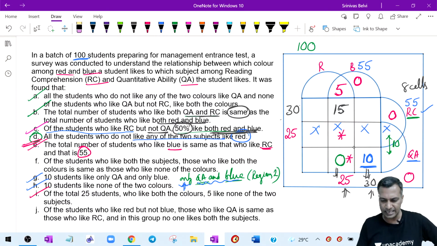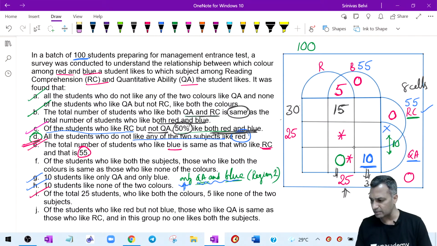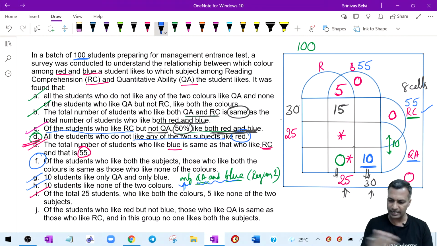So what is statement D trying to tell us? All students, that's already done, right? So all the statements are done. We are left with only 2 statements to close this particular set. Let's do those 2 statements and close it. So what is the next one? Let's go to F or J, whatever. Let's read both of them and check what helps us.